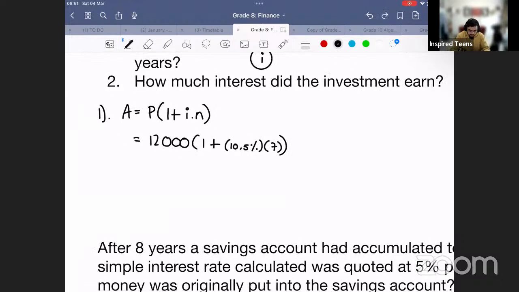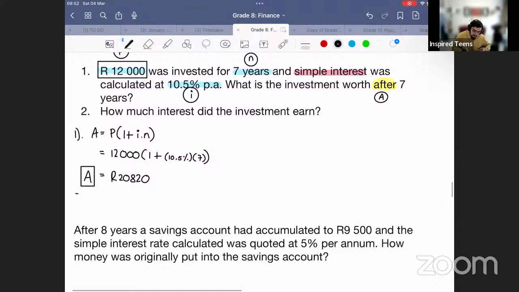So when I do the calculation, I get 12,000 Rand, open brackets, 1 plus 10.5%. I hope you guys know where the percentage symbol is on your calculator. It's by the opening bracket. And I get an amount of 20,820 Rand. This is A. This is after interest has been calculated. After 7 years, it grew to 20,820 Rand. So this person invested 12,000 Rand for 7 years. At the end of 7 years, what was in their bank account was 20,820. Why did it grow? Because the bank was constantly adding interest.